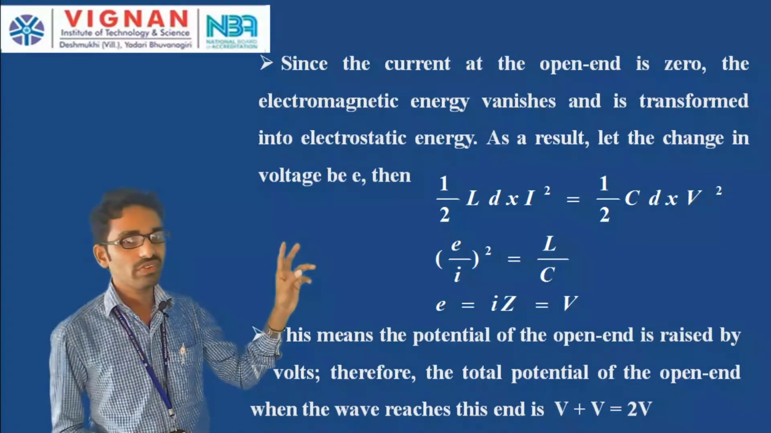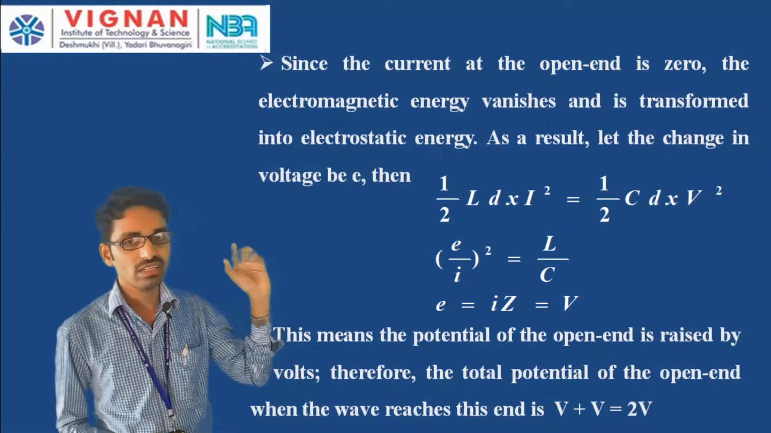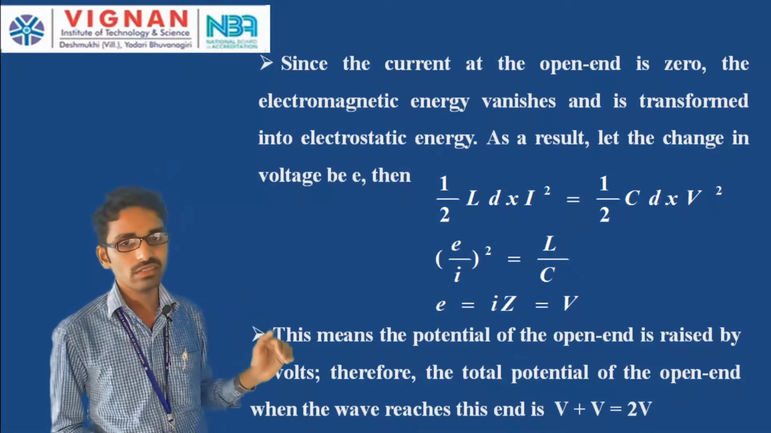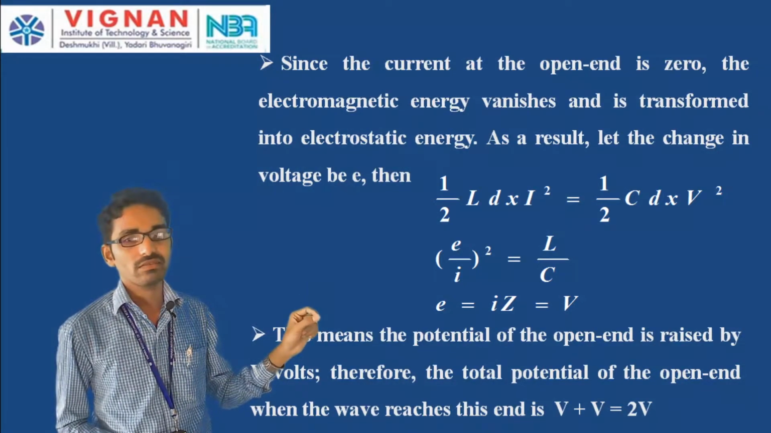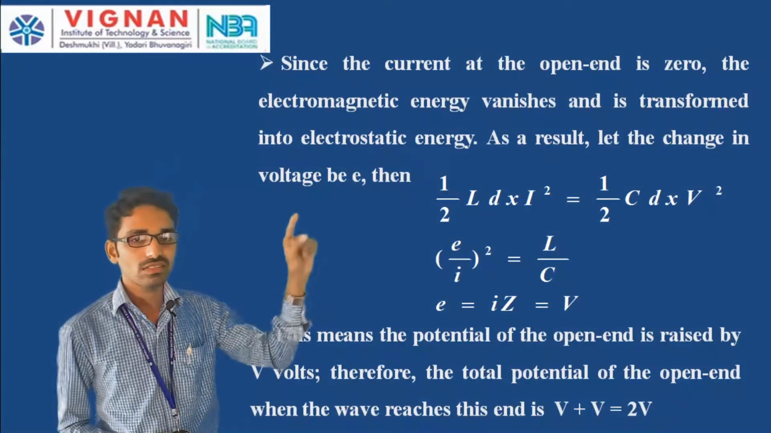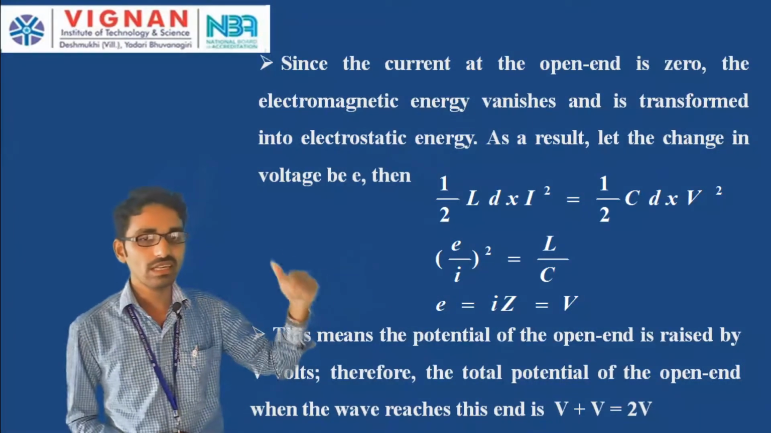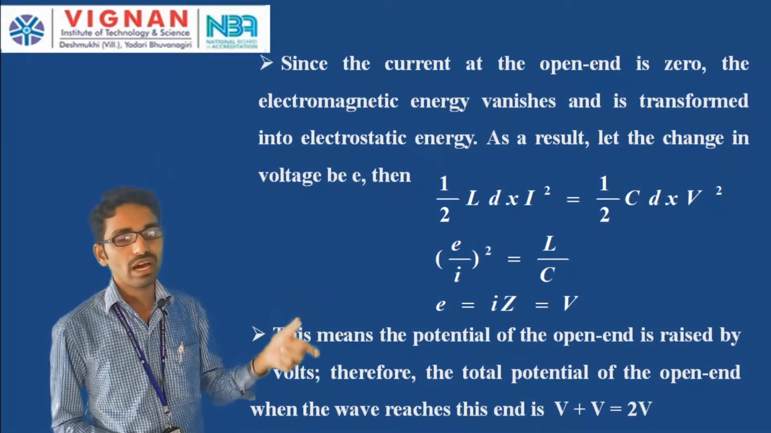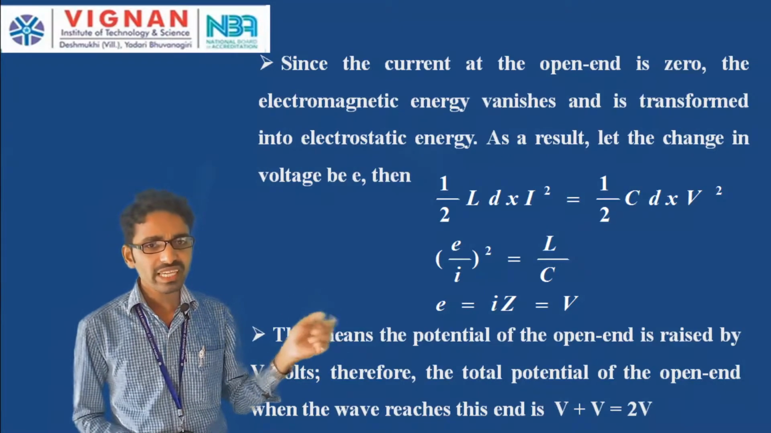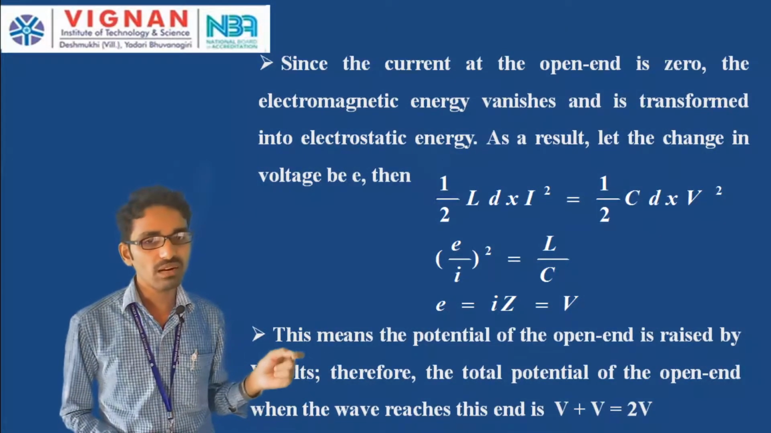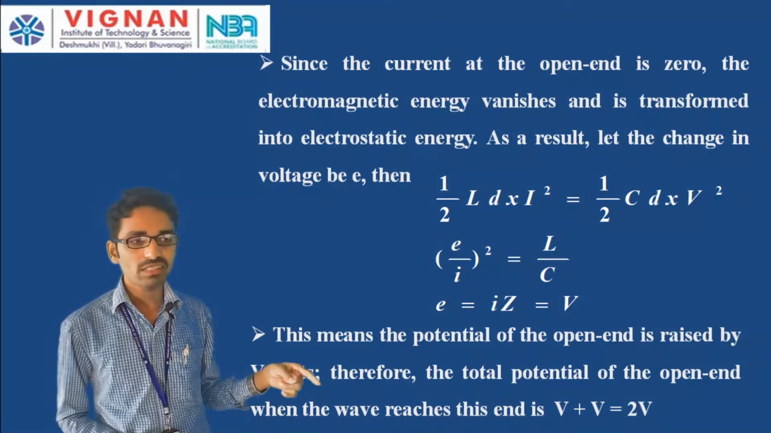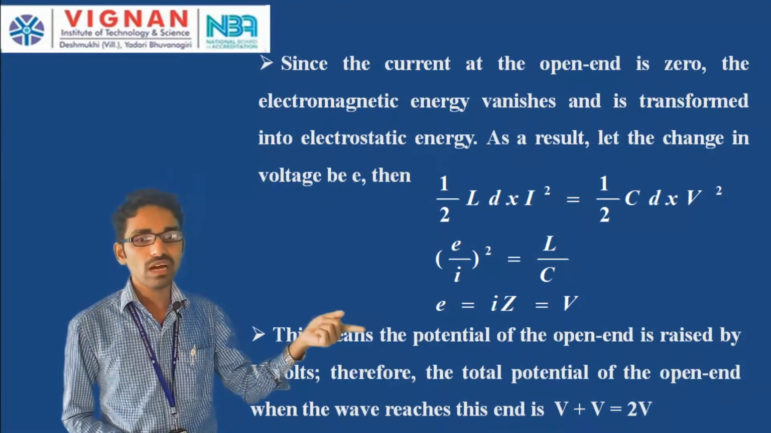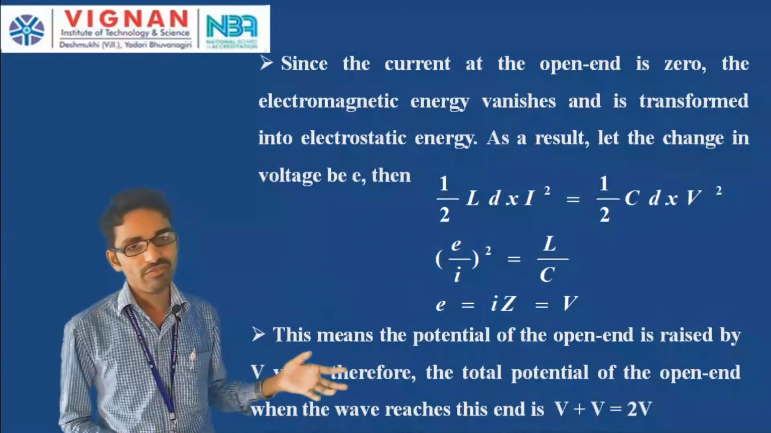Then you equate the two equations, that is half L dx I square is equal to half C dx v square. If you solve those equations, you get E by I whole square equal to L by C, where the change in voltage V I am considering as E. Then E by I is equal to the square root of L by C, which is nothing but the characteristic impedance Z. So E is equal to I into Z, which is equal to the capital V.